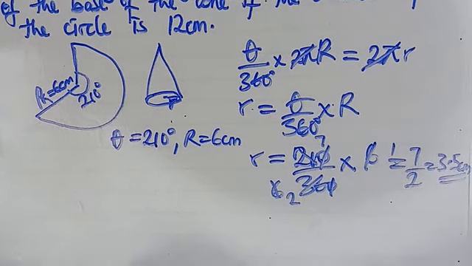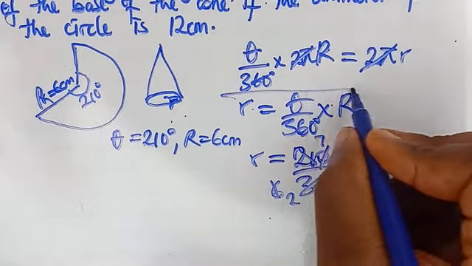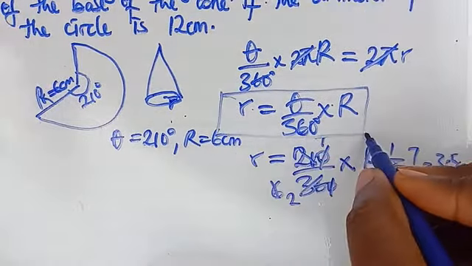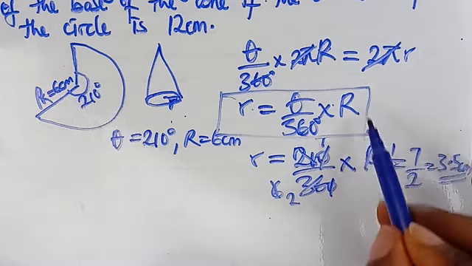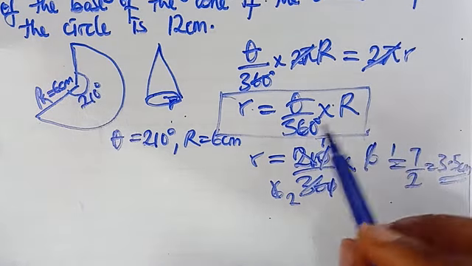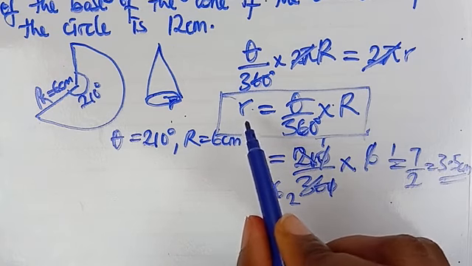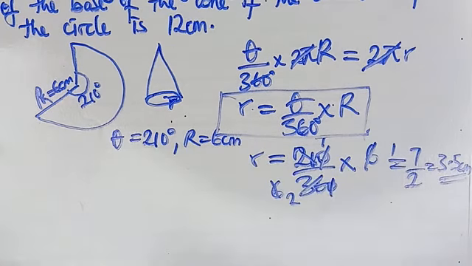So that is it. Always remember this formula, that's the relationship between the sector of the circle that forms a cone and the radius of the base of that cone.